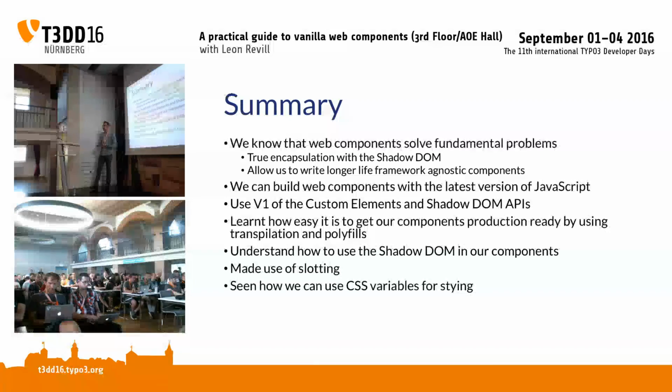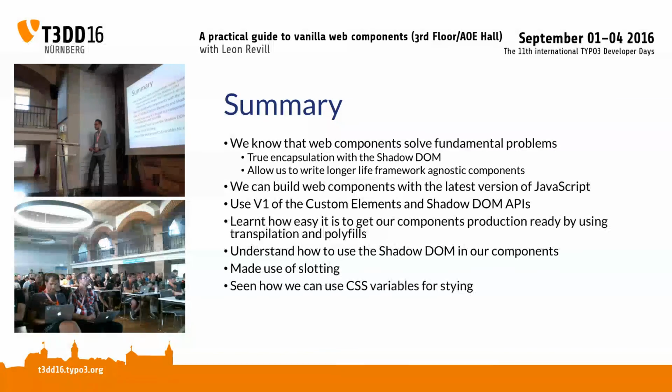So we've learned how to build basic web components using the latest version of JavaScript. So we use ES 2015 features: we use classes, template strings, and the like to help us easily build these web components. Importantly, we have used the version 1 specifications of custom elements and shadow DOM. So that's the very new stuff. So that's what all the browser vendors are going to adopt.